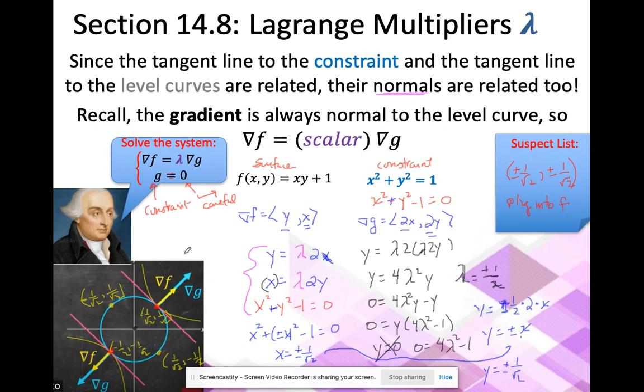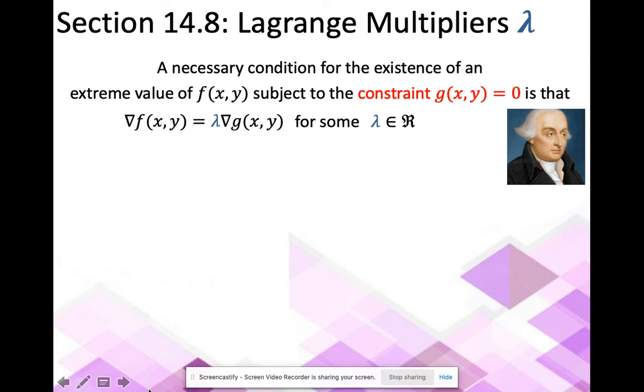So that was using Lagrange to come up with our suspect list with a relatively nice surface and relatively nice constraint. Let's do one more of those, maybe make it a little bit messier. Oh, before I do, I want to formalize Lagrange a little bit.